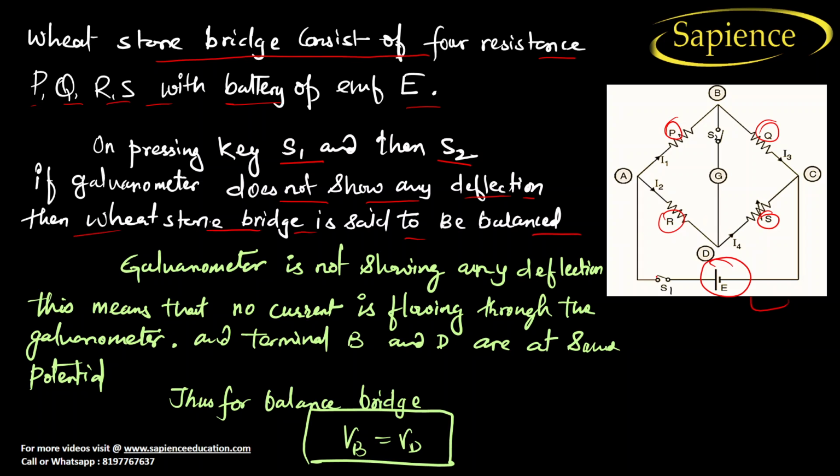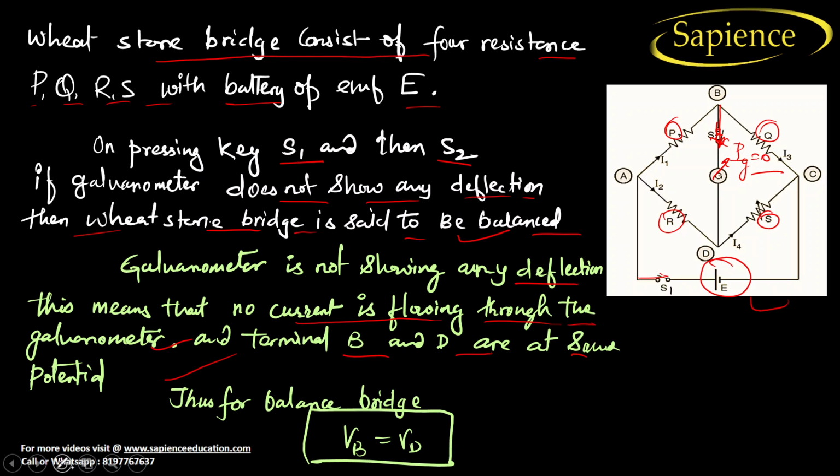Here, when you pass the current, what happens? There is no deflection of the galvanometer. That means that there is no passage of current. So this is the situation where we can say that it is a balanced galvanometer. So the galvanometer is not showing any deflection. This means that no current is flowing through the galvanometer. See here, no current. Current Ig will become 0. That is, the current through the galvanometer becomes 0, and the terminals B and D are at the same potential.